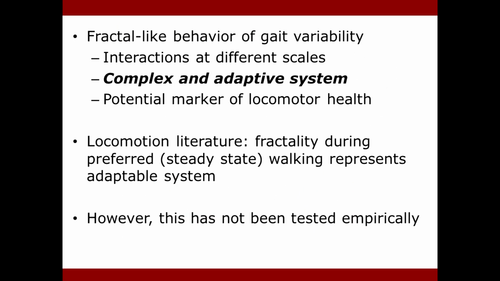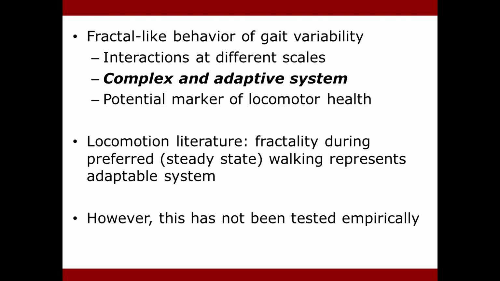Okay? But the question is, is that true and should that be tested? And that's exactly what we set out to do in the third part of this talk. So, fractal behavior of gait variability. The assumption is that optimal fractality identifies optimal interactions across different scales. Those optimal interactions identify complex and adaptive systems and could be a potential marker of locomotor health.